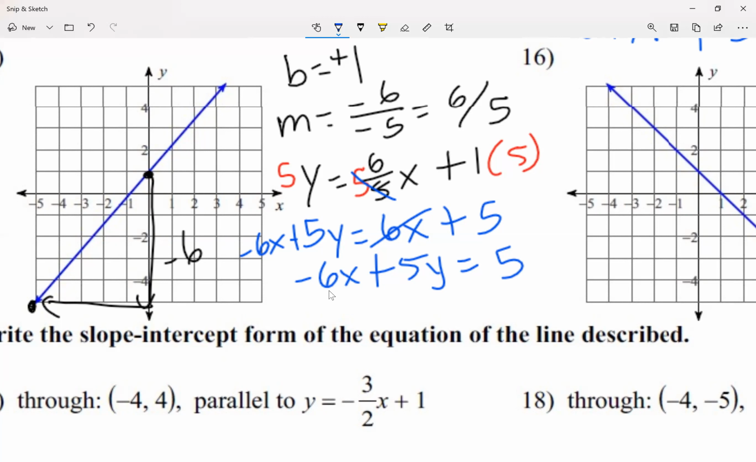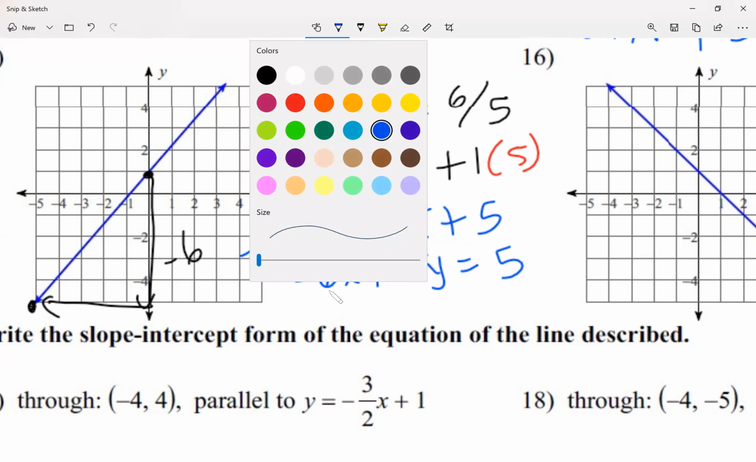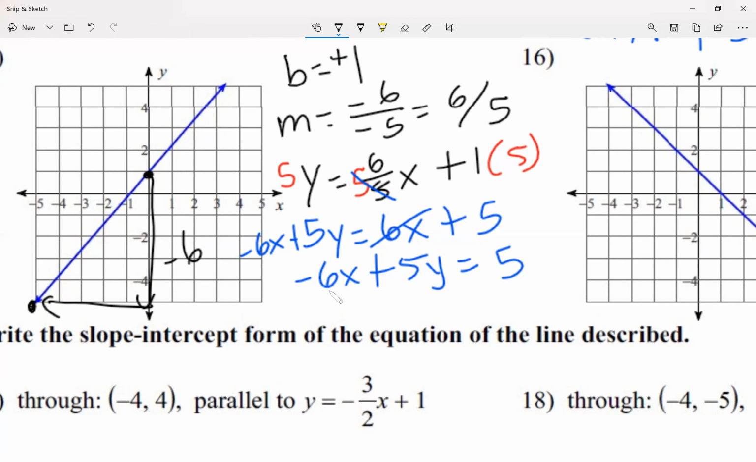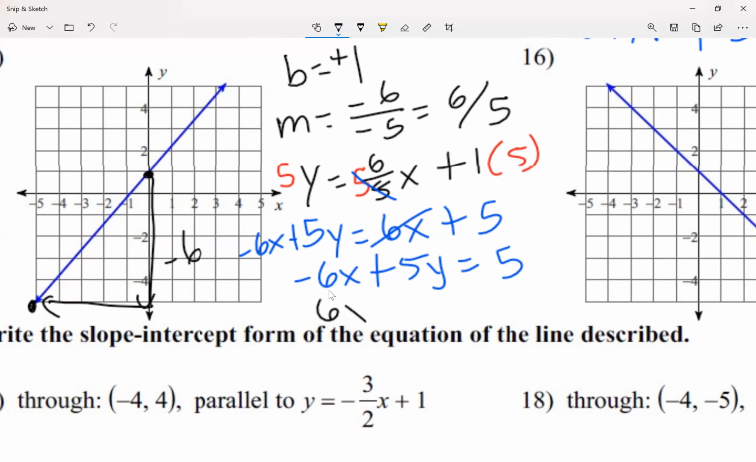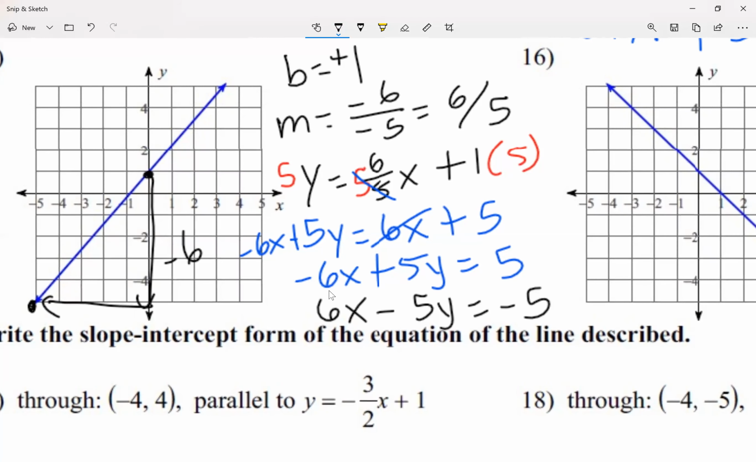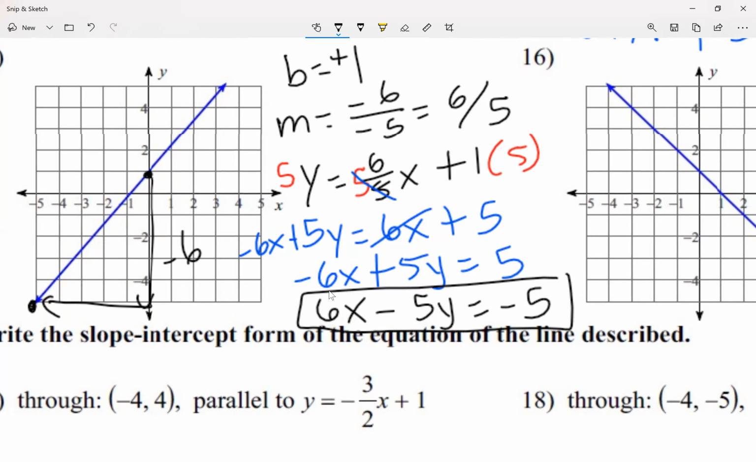So what I'm going to do, mathematically speaking, is multiply everything by a negative 1. In English, just change the signs. So I'm going to have 6x minus 5y equals negative 5. So I started with slope-intercept form, got rid of fractions, moved the x and the y to the left side, and then made sure the x does not start with a negative sign. And that's what I'm expecting for you guys to type. All together, no spaces. So 6x minus 5y equals negative 5.